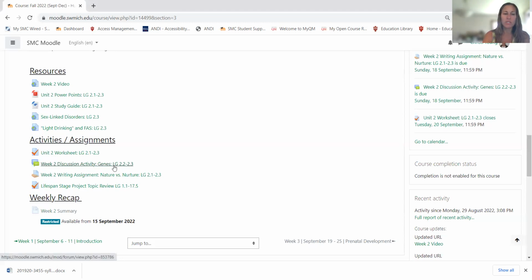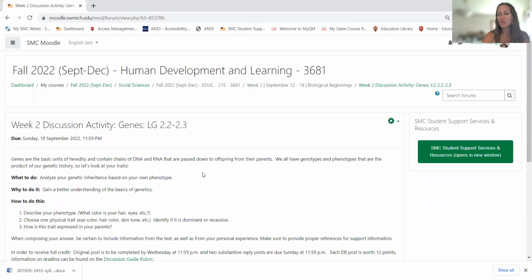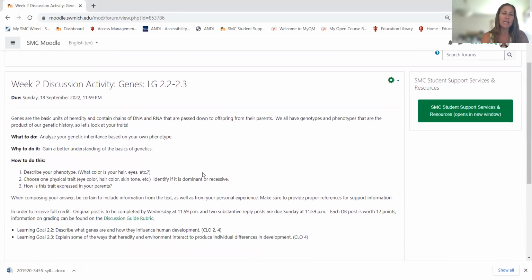You will also be doing a discussion activity, and this discussion activity is asking you to think about your own genetic heritage, your phenotype, and your genotype. So why would you want to do this? It helps you understand this unit better. But I want you to really think about yourself and think about your phenotype. Again, this is observable characteristics. And then I want you to think of one of those traits, something that people can see. It could be eye color, hair color, skin tone, whatever you want.